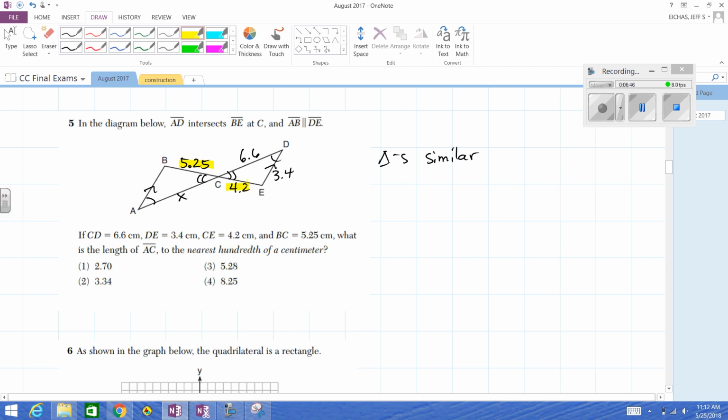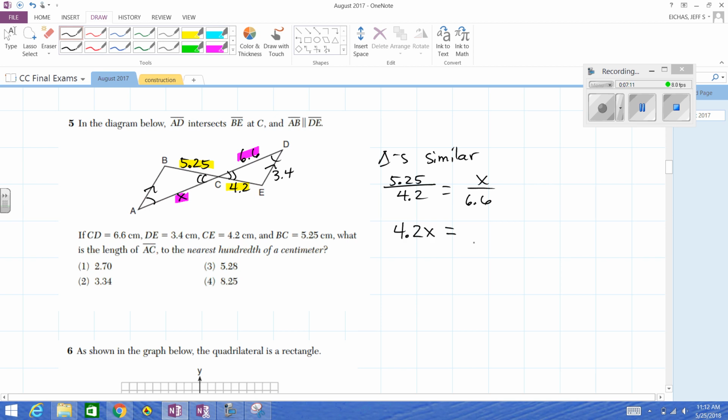5.25 corresponds with a 4.2. Okay, and X corresponds with the 6.6. Okay, those are corresponding sides. So what I want to do is put a proportion together with 5.25 over 4.2, X over 6.6, and then I want to cross multiply.